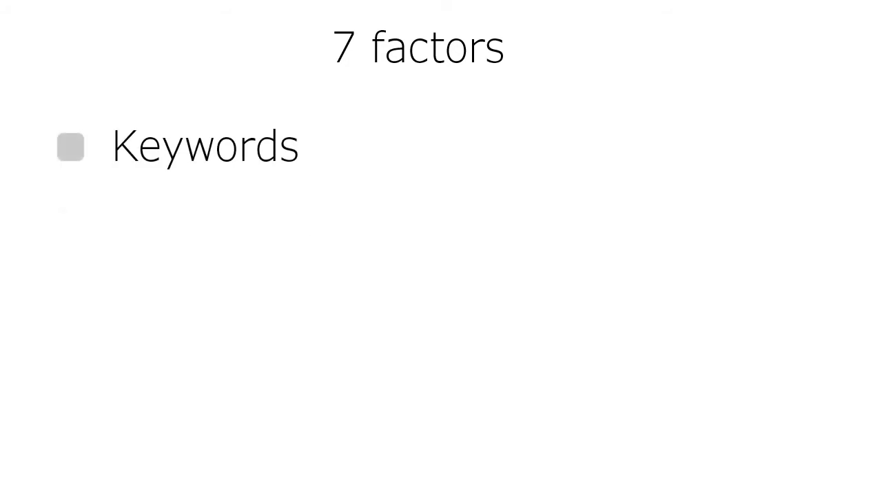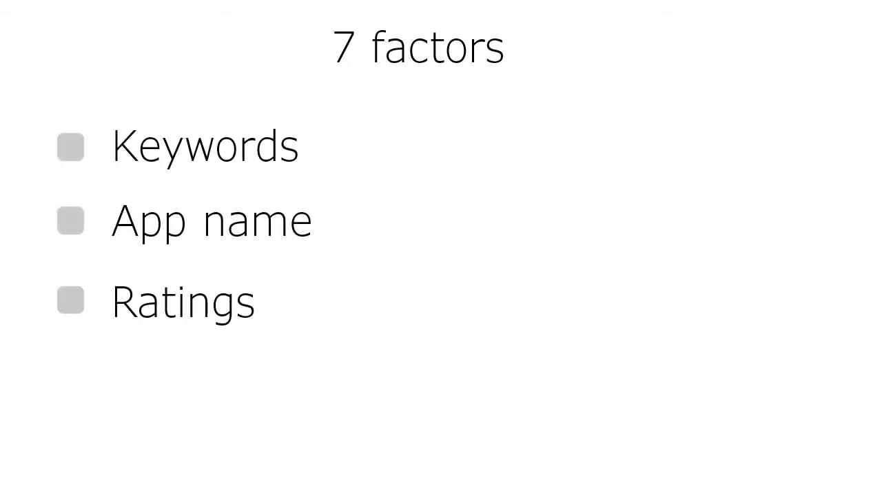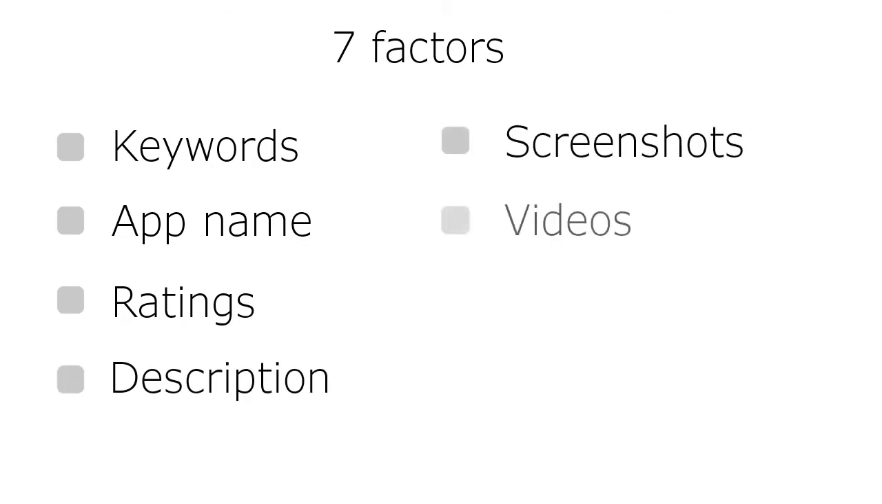How does it all work? There are 7 key factors that affect your search ranking and conversion rate in app stores: keywords, the app name or title, user ratings, the app description, screenshots, videos, and the app icon. Let's dive into the details.